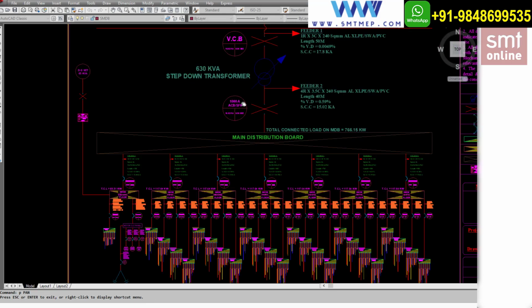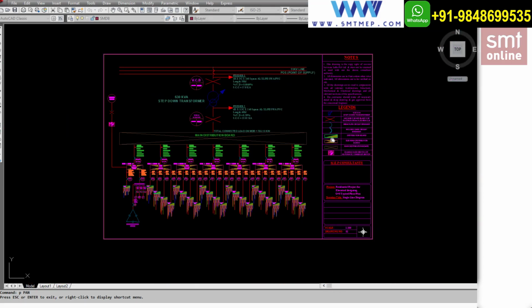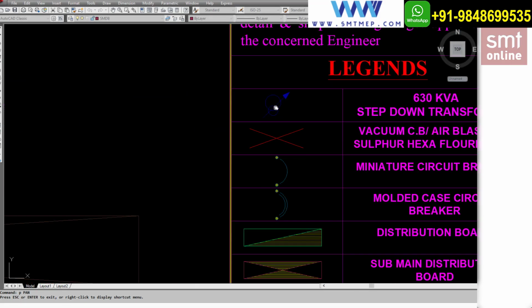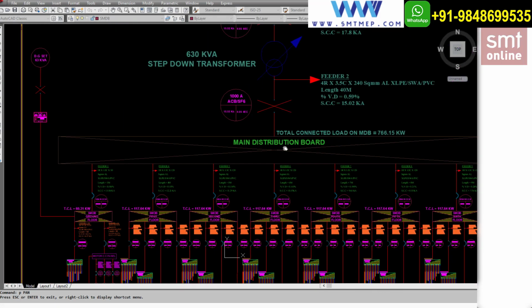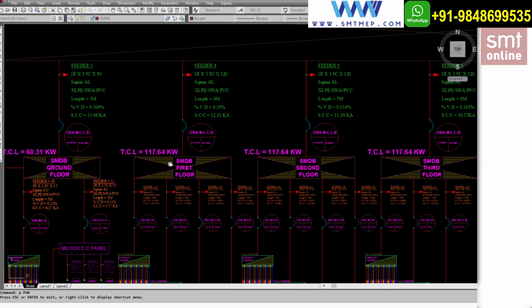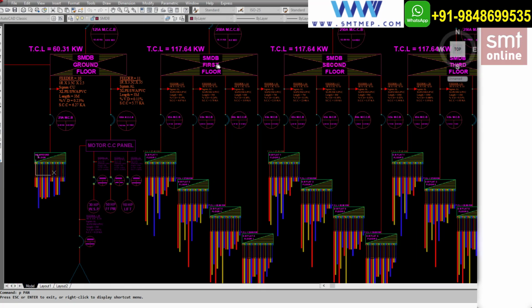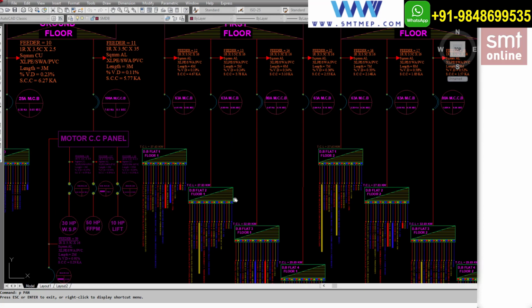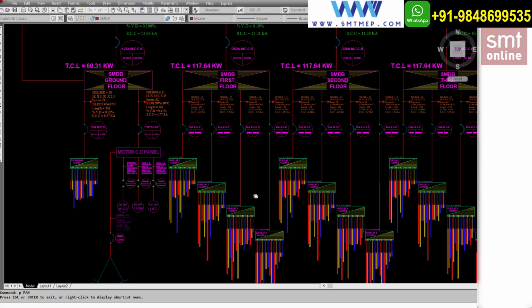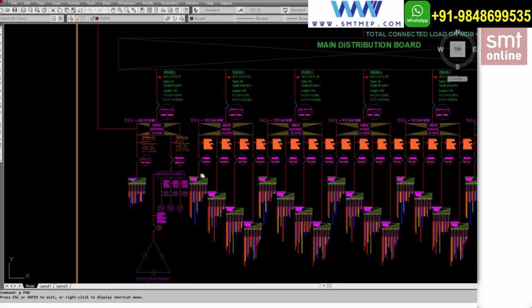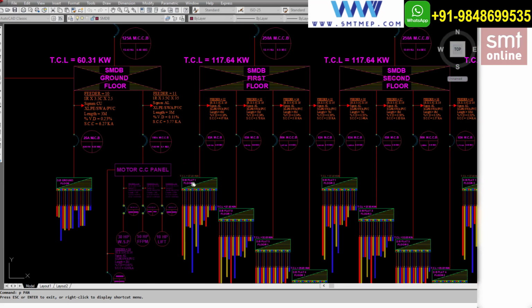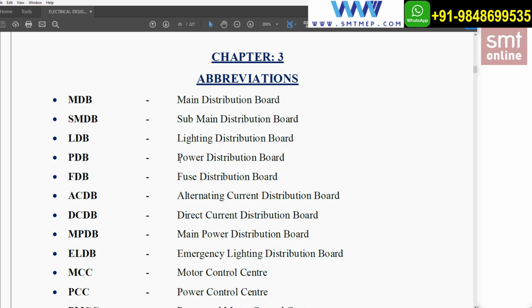For example, in the single line diagram, you can see this is my transformer. You can see on the left side we are having the abbreviations for this. This symbol indicates the transformer. So from the transformer, we are getting the power to the MDB, and from the MDB, we are getting the power to the SMDBs. And from the SMDB, we get the power to the DBs in this way. So this SMDB is making a division between the MDB as well as your DB for the sake of reliability, for the sake of maintenance point of view. So submain distribution board comes after the main distribution boards.